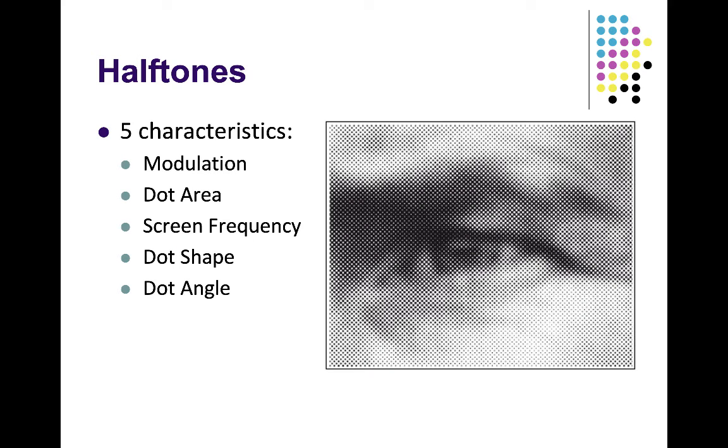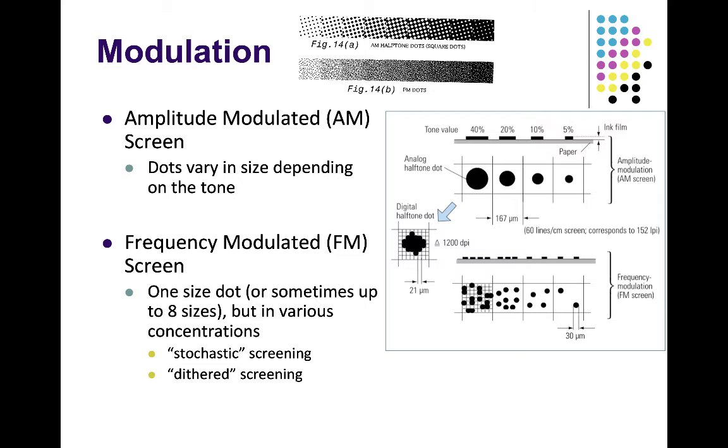Now we'll talk about physical images on a substrate versus images illuminated with pixels on a display. The halftone has 5 characteristics, and we'll discuss each of these 5 characteristics now. Modulation is the type of halftone dot. There are 2 types, amplitude modulated and frequency modulated.